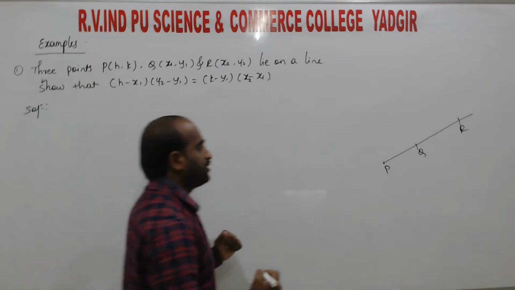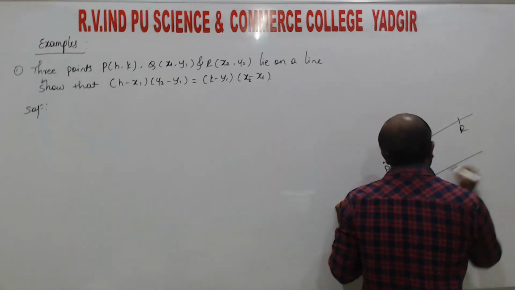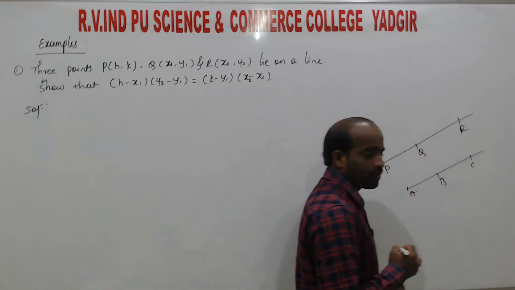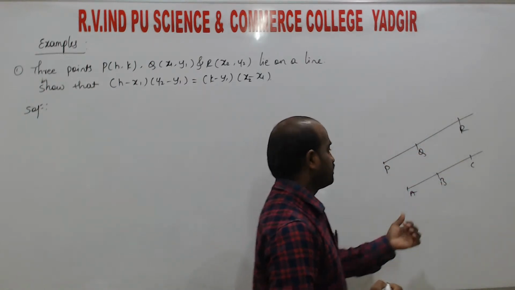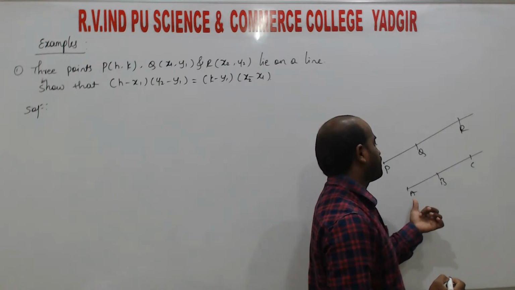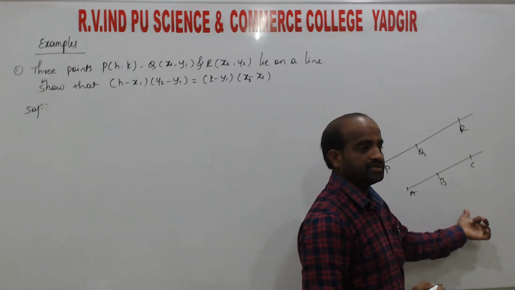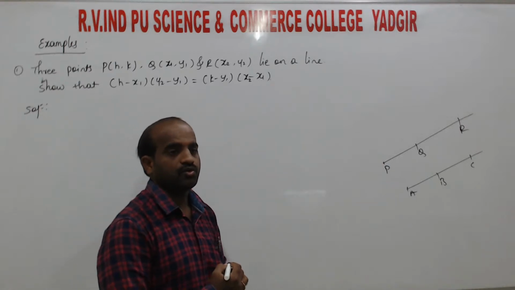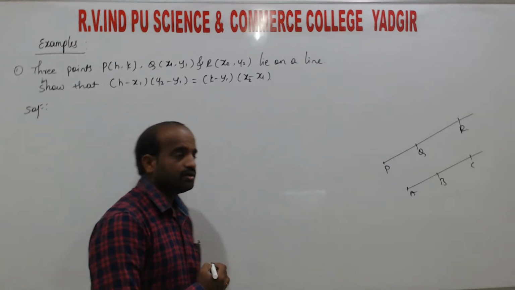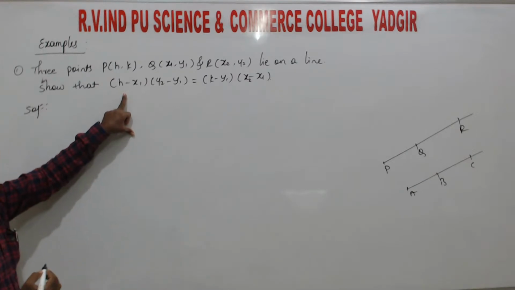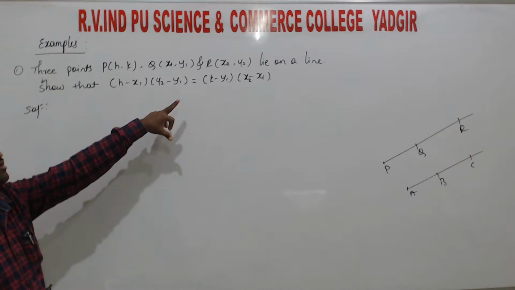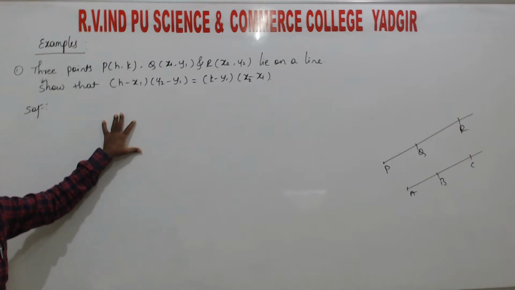I am telling from the previous class, A, B, C are collinear. Here we replace ABC with P, Q, R. Okay, 3 points are collinear, so slope of AB equals slope of BC. In this one, slope of PQ is equal to slope of QR. Okay, now find this equation. Show that (h minus x1) into (y2 minus y1) equals (k minus y1) into (x2 minus x1).